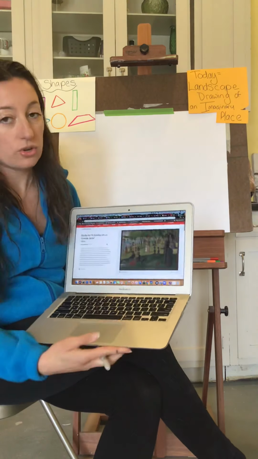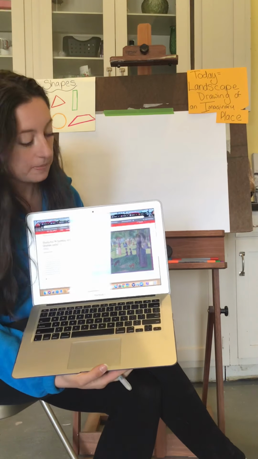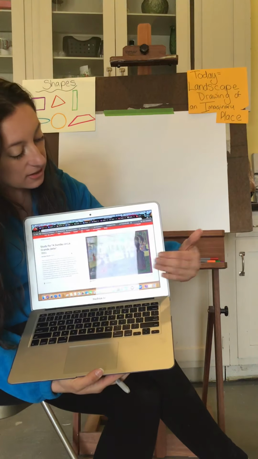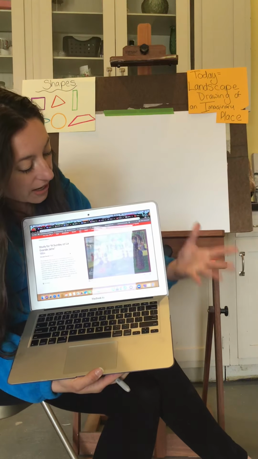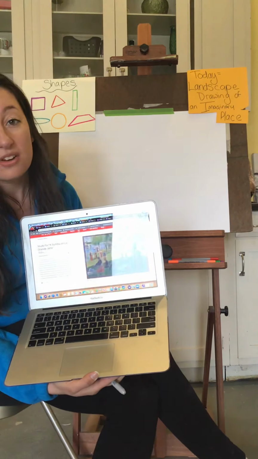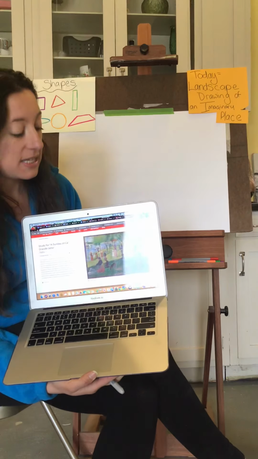If we would like to look at a famous painting that uses the same idea, this is a painting by the artist Georges Seurat. He's a French painter, and it's called Sunday Afternoon on La Grande Jatte. And this is like a picnic area where people would go in France on a Sunday to enjoy the nice weather, have picnics, be together.